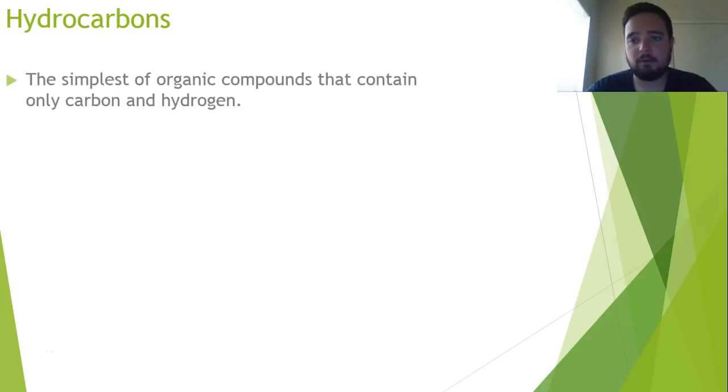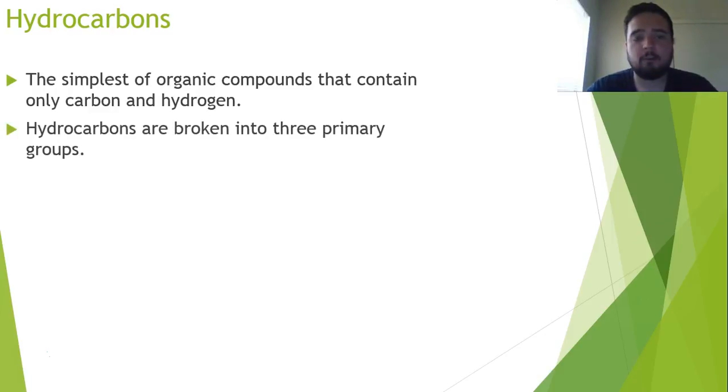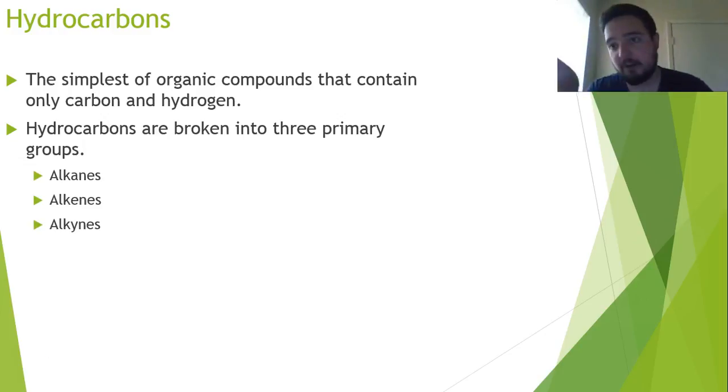Hydrocarbons sound exactly like what they are. They're the simplest type of organic compounds, containing only hydrogen and carbon. Hydrocarbons can be broken into three primary groups: alkanes, alkenes, and alkynes. They all sound very similar, but they're all very different. So it's very important to know exactly what you're talking about, because alkanes are a completely different subset of organic compounds compared to alkynes.